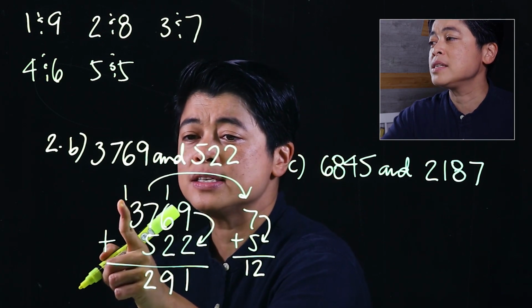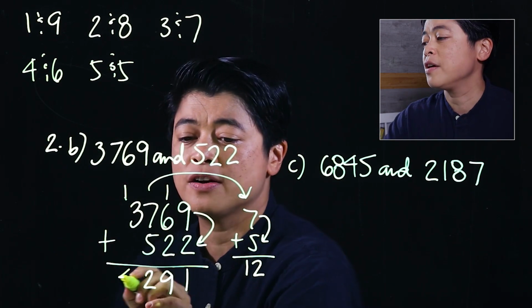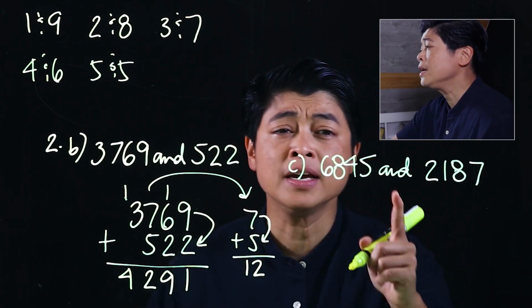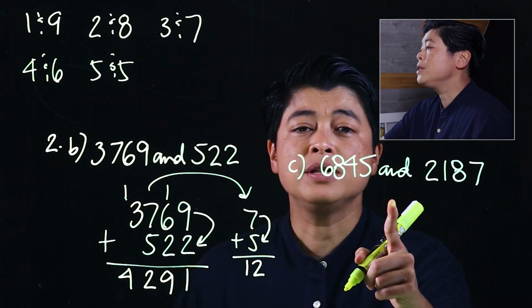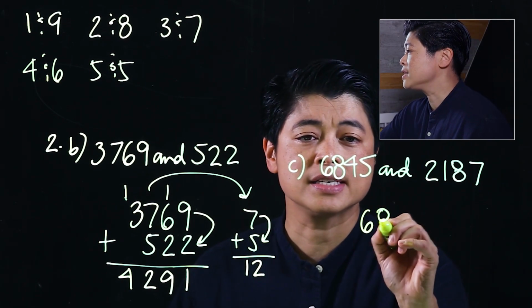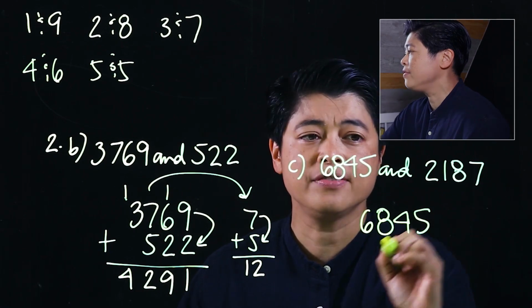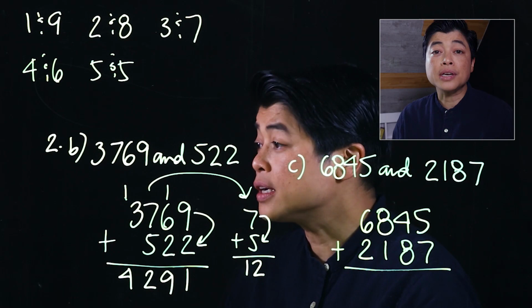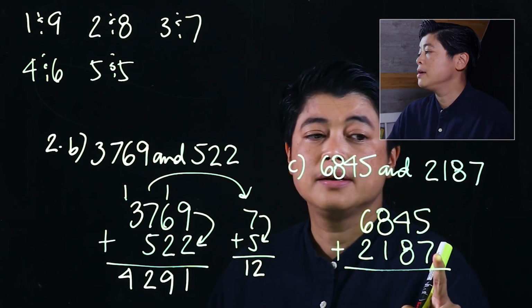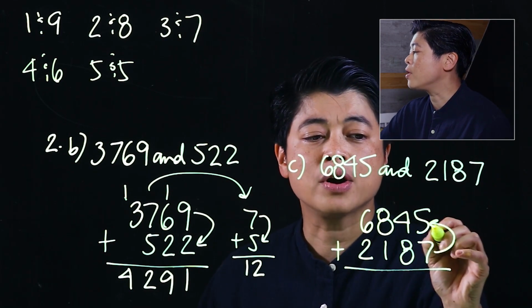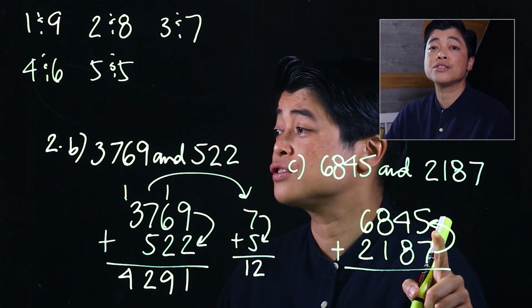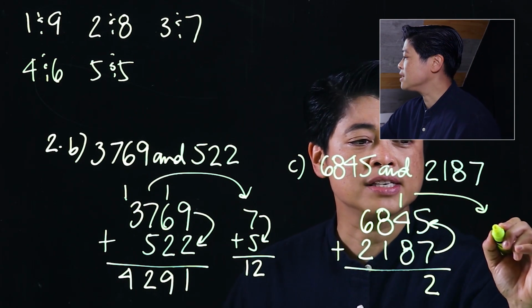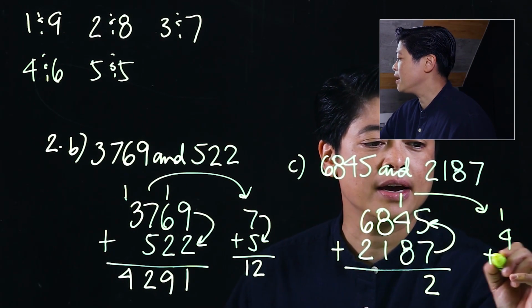So 3 plus 1 is 4. Making it 4,291. If we look at the next problem, we do the same. So the bigger number is 6,845, and we add 2,187. So starting with a bigger digit, 7, plus 5, we need 3 more to get to 10. We have an extra 2, so that makes it 12. If I take that to the side, we have a 1, a 4, and a 8.